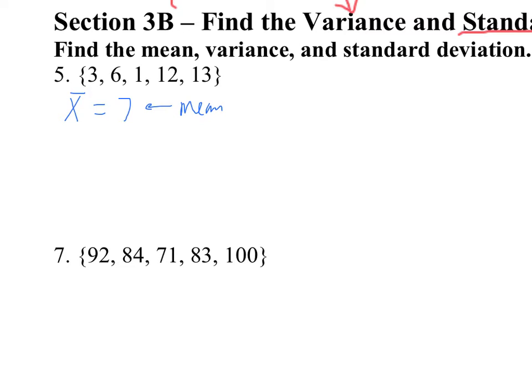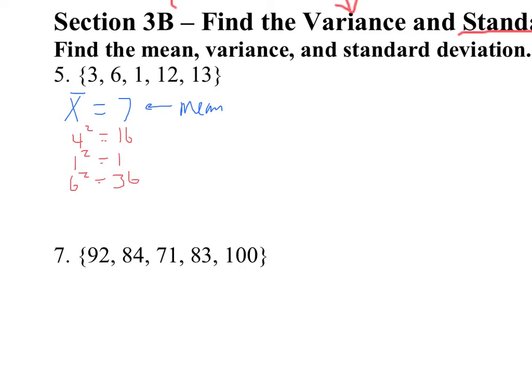The symbol for mean is X with a line above it. Now what we do is we take the difference of all these numbers to 7. So I will take the average minus the numbers. So 7 minus 3 is 4, and I square it, I get 16. I take 7 minus 6 and I get 1, and I square it, and I get 1. 7 minus 1 is 6, and I square it, I get 36.